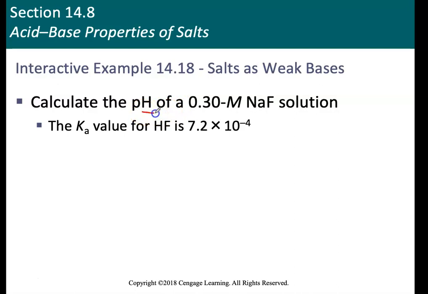So a pH of sodium fluoride. Sodium fluoride is a salt from a strong base. This is strong base, sodium, and this is weak acid. Okay, weak acid is coming from where the F is coming from. So when it's a weak acid, we look at HF. What is the Ka value for HF? Ka value is given 7.2 times 10 to the power minus 4. So often that is what is given in the table.